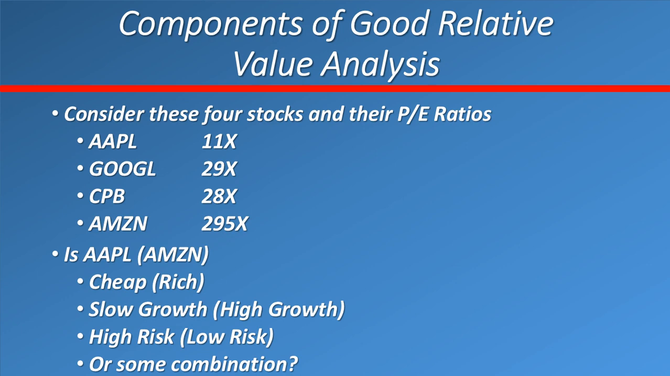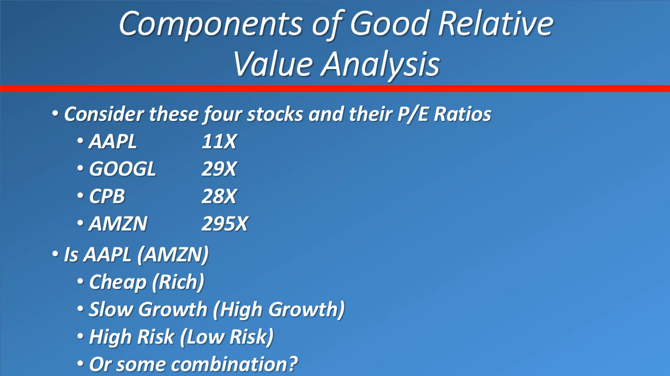So when we look at that, is Apple cheap or rich? Well, if its PE ratio is 11, it's much lower than all the other stocks, so that means it's cheap. But that could also mean that Apple is just slow growth, and that's why its PE ratio is so low. It could also mean that Apple is very high risk, or some combination of those. If you look at Amazon, by far the most expensive, yes, it's a rich stock. It's trading much higher than the others, but it also could be a high growth company. It could be very low risk, or some combination.